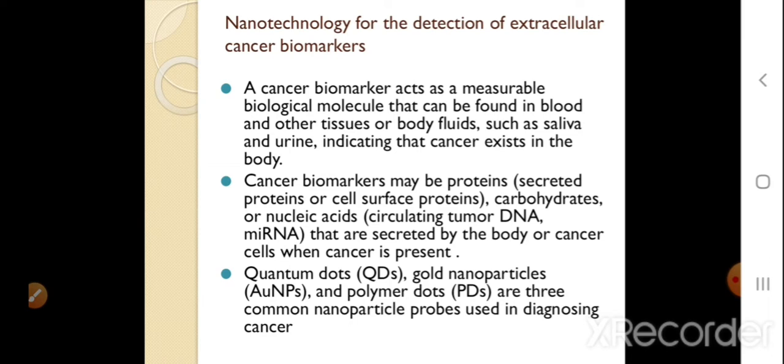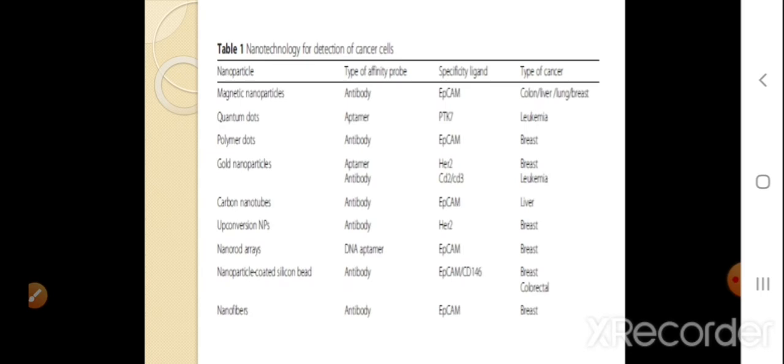So these cancer biomarkers such as the DNA, RNA, the secreted proteins, and the circulating tumor lymphocytes by themselves, and the extracellular vesicles. These are the markers which we are going to detect in the cancer patients with the help of the nanoparticles. Now, this gives you a summary or the tabulation of the various nanoparticles and the probe which has been used on the nanoparticle and the specific ligand which they are targeted at and the type of cancer where they have been applied.